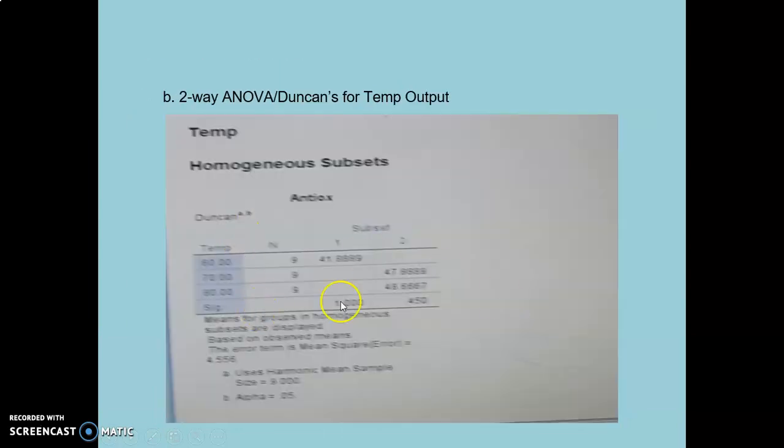Similarly for temperature, we can see that at 60 degrees C of heating, we have this mean, and then when we increase the temperature, the antioxidant capacity also increases from 41 to 47 significantly. But when we further increase to 80 degrees C, there is no more significant increase, because both of these are in the same column.